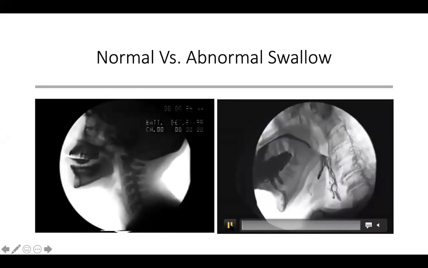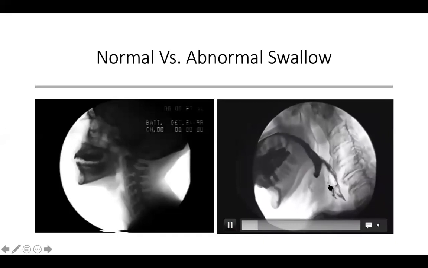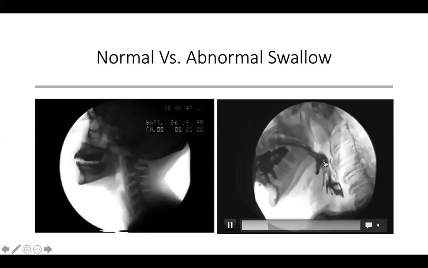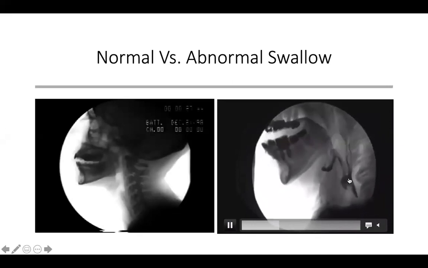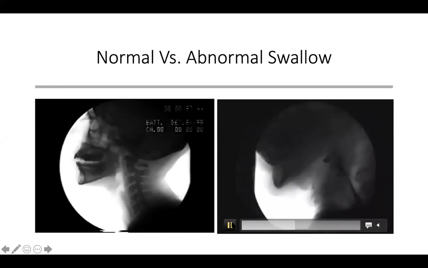Okay, and this is an abnormal swallow, and you can see the patient struggling. You can see him having difficulty with laryngeal elevation, no epiglottic deflection, no upper esophageal sphincter opening. It's not releasing, so the food is not going down, and of course, aspiration.